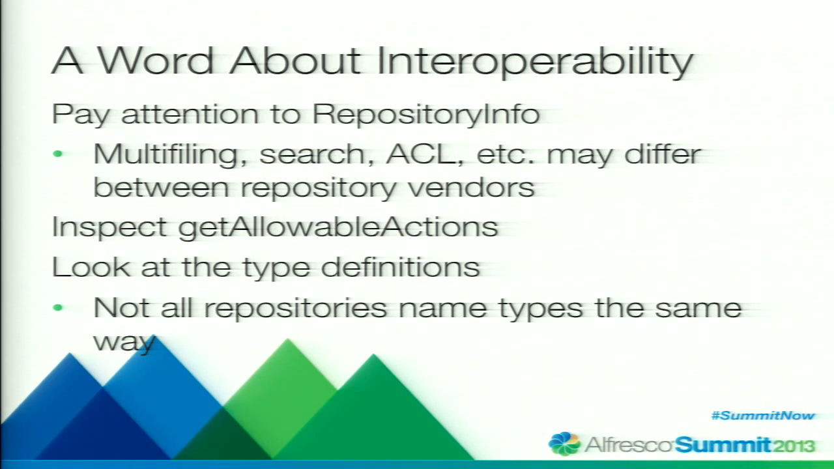The other thing is get allowable actions. Every object can tell you what you're allowed to do based on who you're logged in as right now. If you have a folder and you want to try to create a document, you can do that. If you don't have the permissions, you'll get an exception. But you could also ask the folder, hey, am I allowed to create this document?